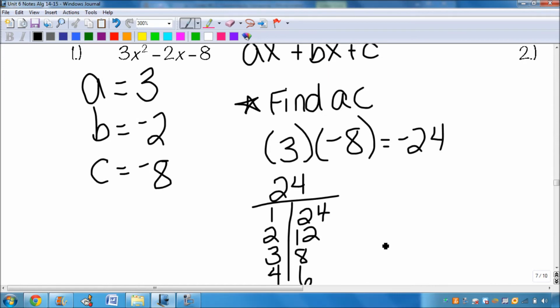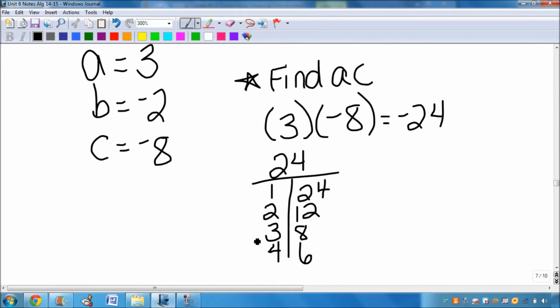So remember, the next step is we have to find out which one of these factors will give me this value of b right here, this negative 2. So is there any way I can get a negative 2 from 1 and 24? Well, if I add them together, I would either get 25 or negative 25, depending on the signs. And if I subtract them, I would either get positive 23 or negative 23, again, depending on the signs, okay? So that won't work. 2 and 12 also will not give me a negative 2. 3 and 8 will not give me a negative 2, but 4 and 6 will if the 6 is negative. So we would probably want to use 4 and 6 with a negative on the 6.